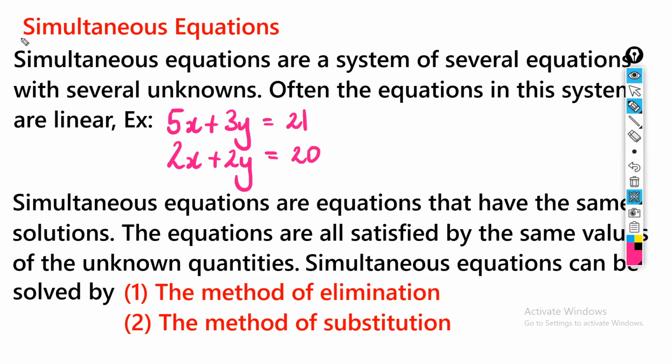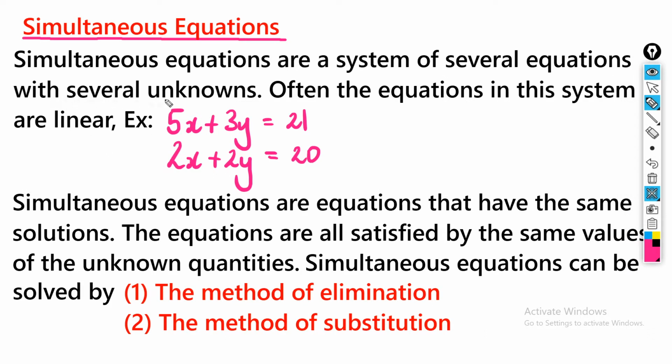Yeah, we're going to be looking at simultaneous equations, right? And simultaneous equations are a system of several equations with several unknowns. Often the equations in the system are linear, right? So for an example here, we have 5x plus 3y is equal to 21 and 2x plus 2y is equal to 20. So we have two unknowns. We have x as an unknown and we have y as an unknown, right?